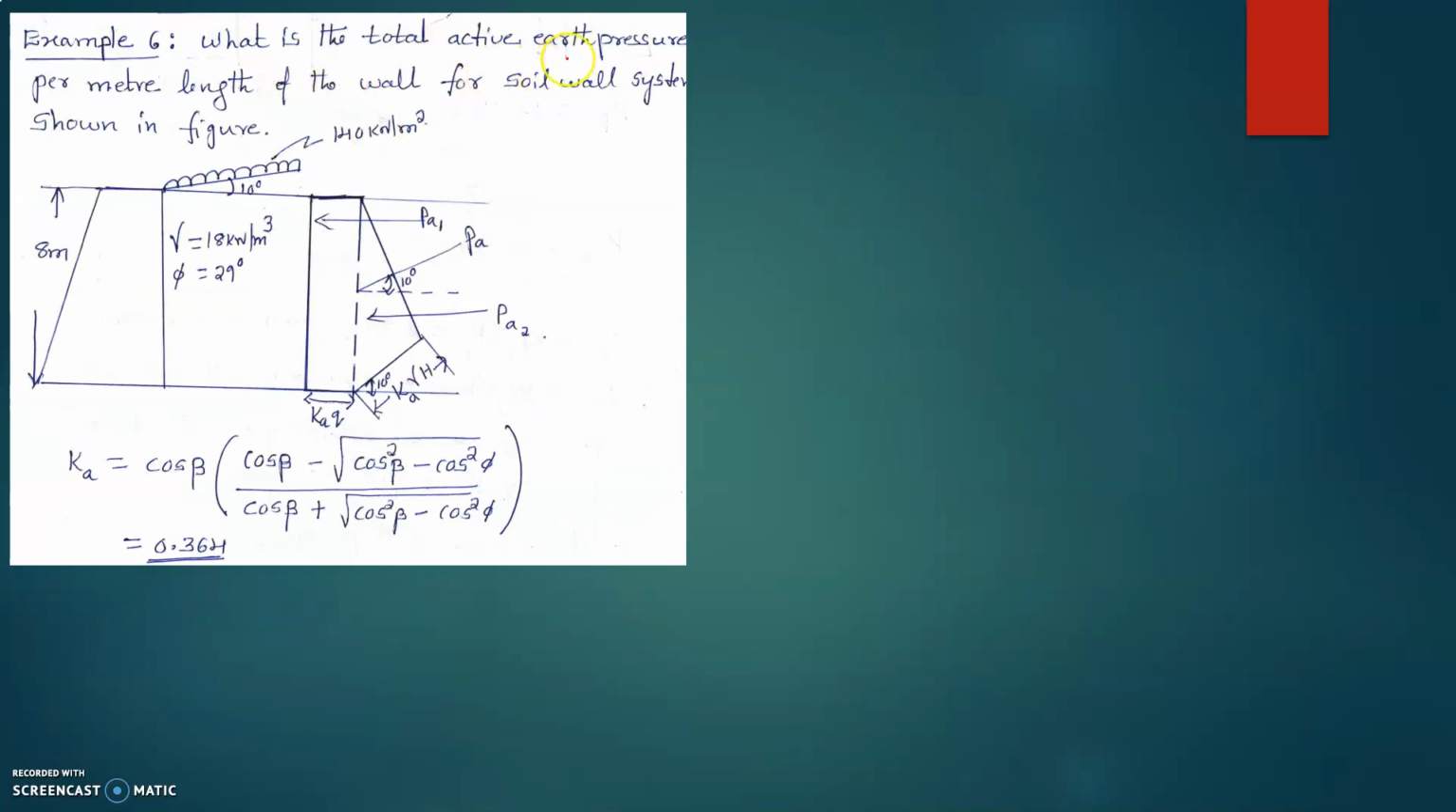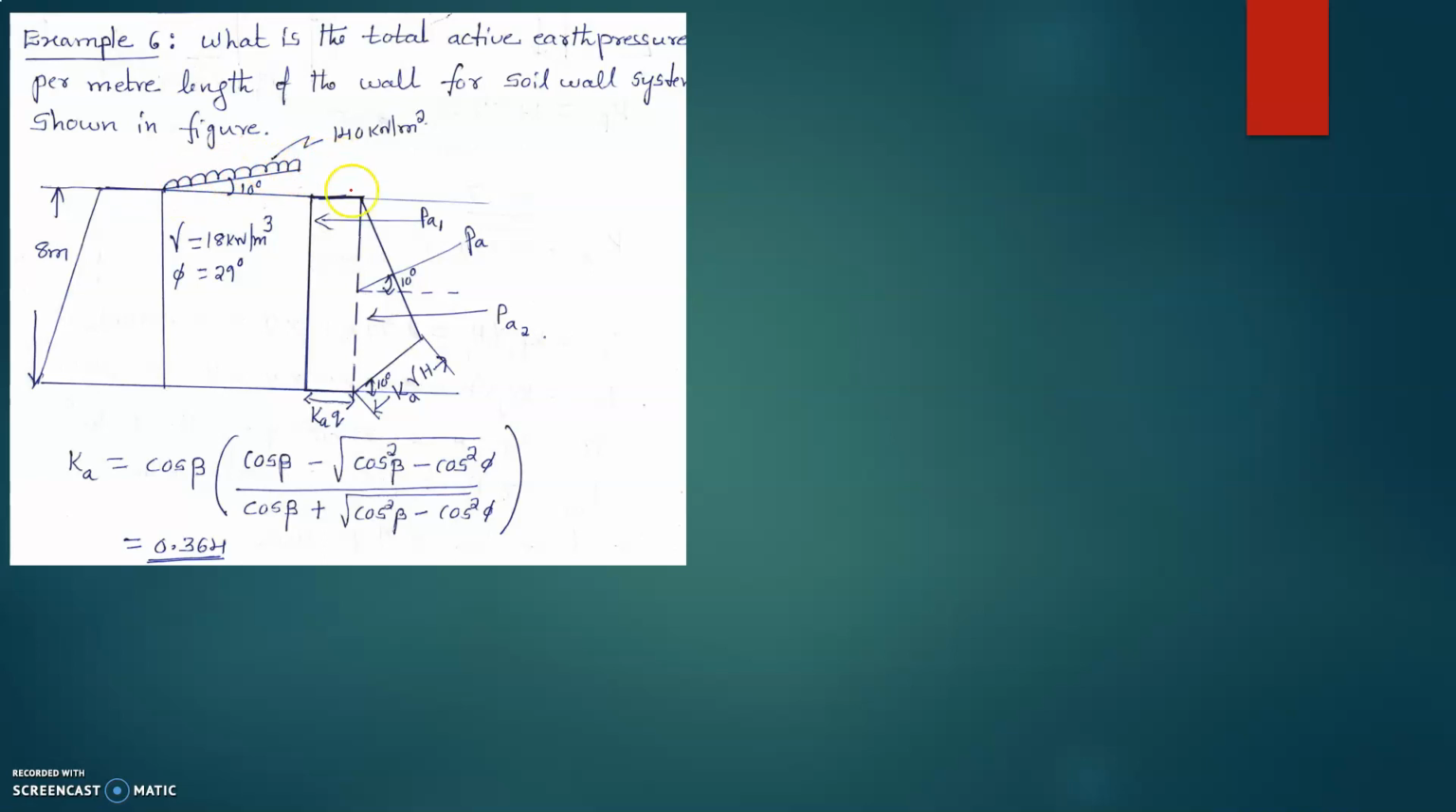What is the total active earth pressure per meter length of the wall for the soil wall system shown in the figure? You can see this figure. This is an inclined surface. In addition to that, there is a surcharge. I have solved one problem related to surcharge, and also one problem related to incline. Now this is the combination of both cases. One is incline and the other case is surcharge.